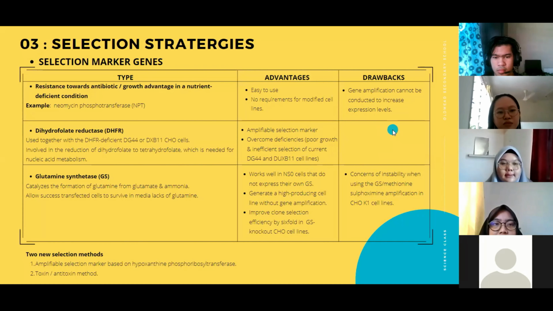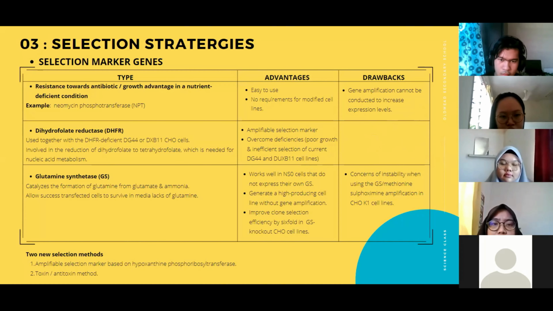So the last one is the selection strategies. There are three types of selection marker gene: resistance towards antibiotics, overgrowth advantage in nutrient deficient condition, DHFR, and also GS. But I will only touch on dihydrofolate reductase, DHFR. So DHFR is used together with the DHFR-deficient DG44 or DXB11 CHO cells. It involves the reduction of dihydrofolate to tetrahydrofolate, which is needed for the nucleic acid metabolism.